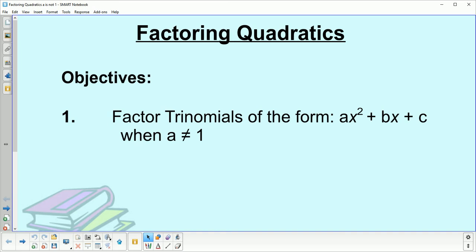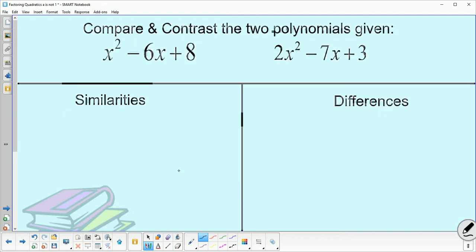Alright, Common Core Algebra 1 then. We are looking at our second lesson about factoring quadratics. And the biggest thing here is now we're going to say that A is not 1. So that's going to change our problem a little bit. It's going to make it a little more difficult. We're going to have a couple extra steps, but hopefully we'll do pretty well with it.